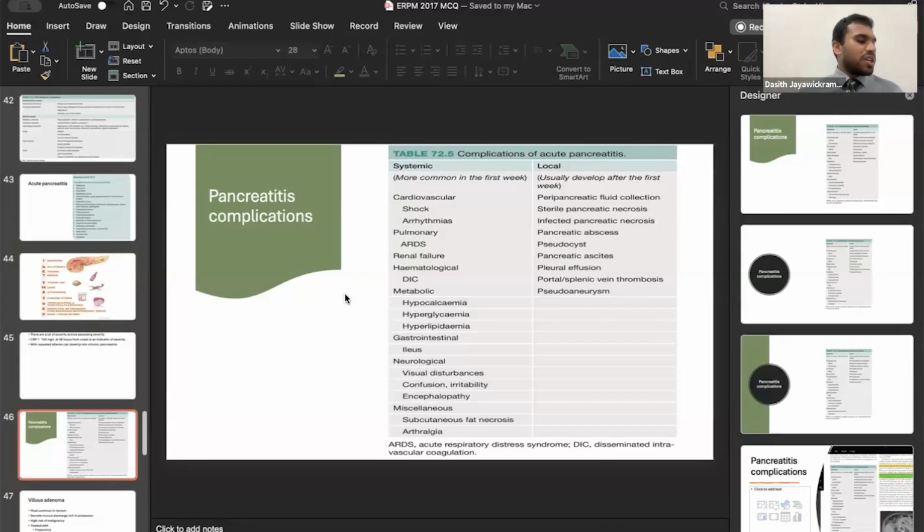All right. Next question regarding villus adenoma. So when you talk about villus adenoma, there are different types of adenoma.